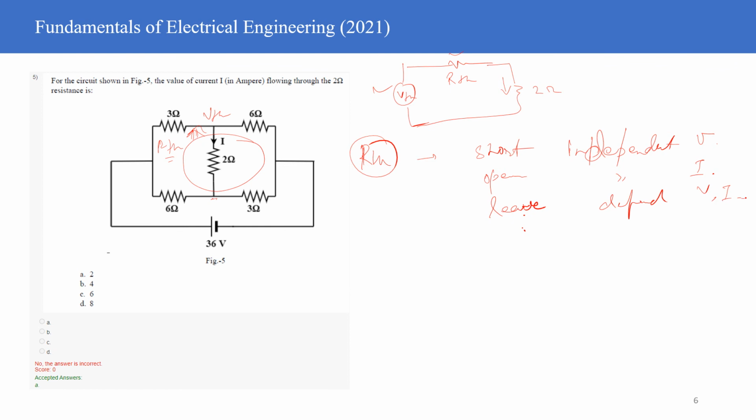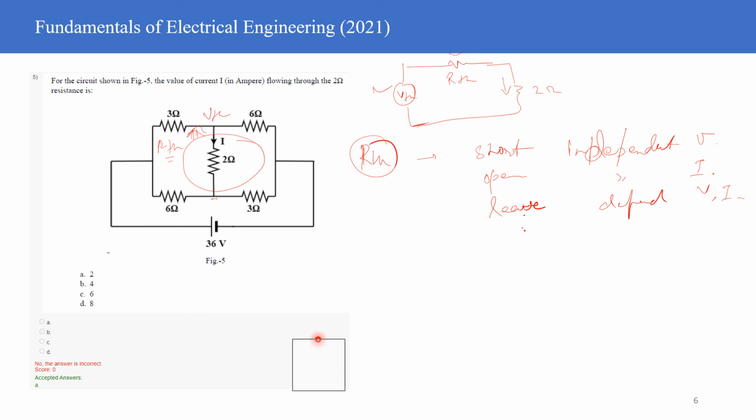Now tell me, Anand, is there any independent voltage source or current source in this circuit? Can you see any voltage source or current source in this circuit? Yes, sir. What is the voltage source in this circuit? What is the voltage? 36. Is it dependent or is it independent? Independent, right?